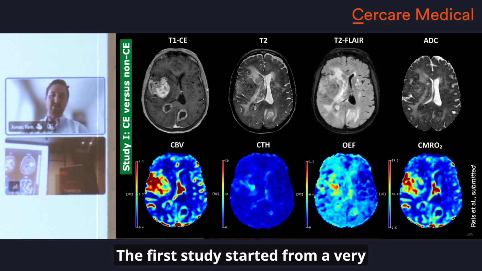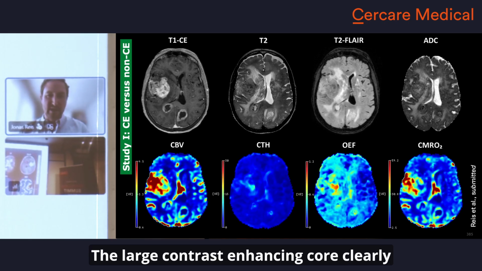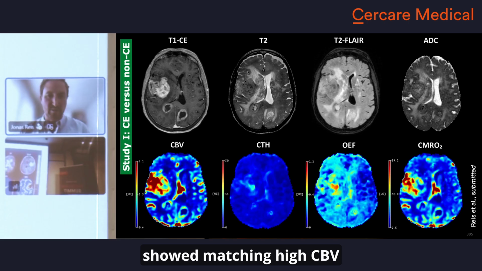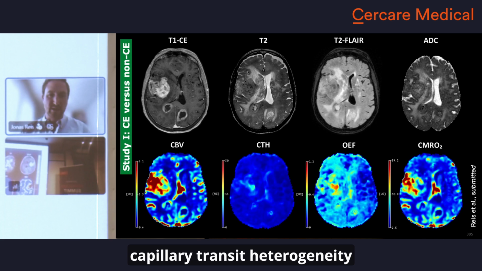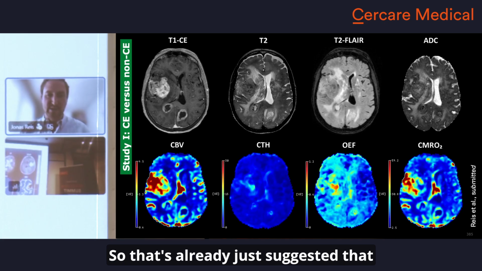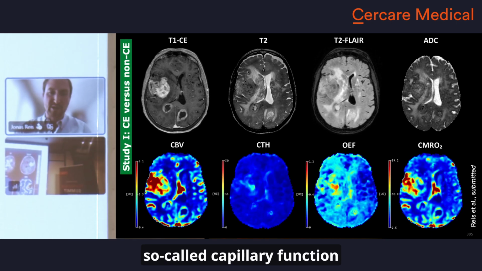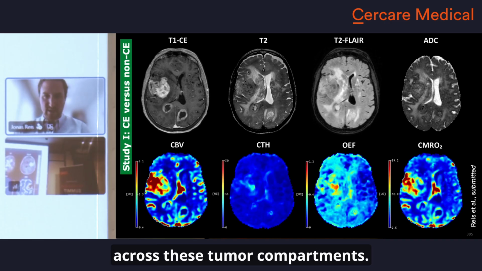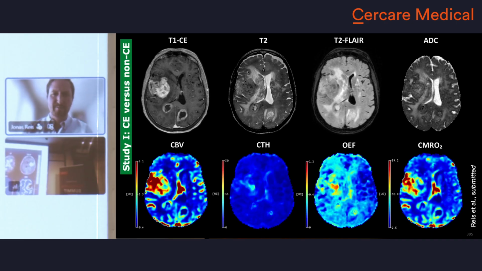The first study started from a very simple observation in a typical untreated glioblastoma. The large contrast-enhancing core clearly showed matching high CBV and high CMRO₂ signals, but oxygen extraction fraction and capillary transit heterogeneity did not mirror the enhancement in an obvious way like the other two. So that already suggested that perfusion capacity and so-called capillary function may behave differently across these tumor compartments. So the next step was to test this systematically.